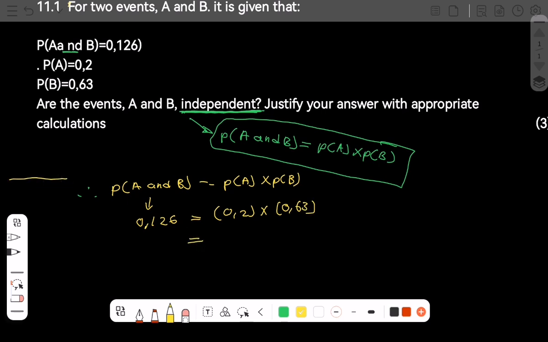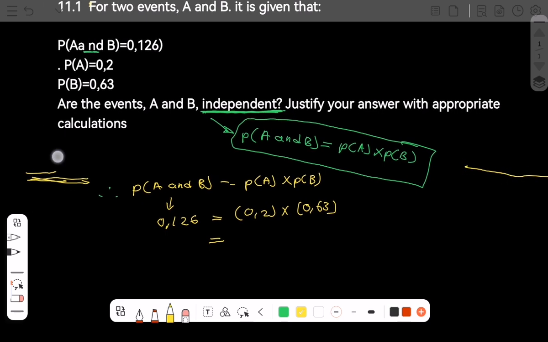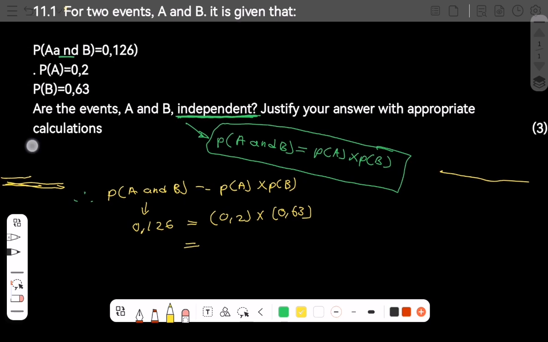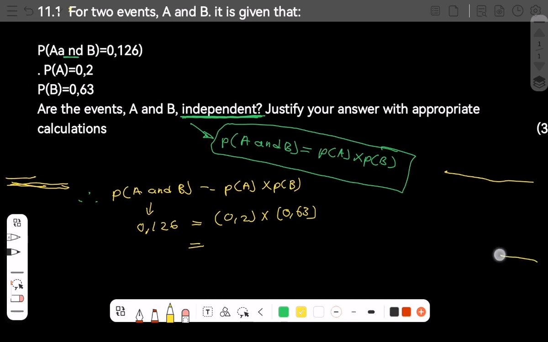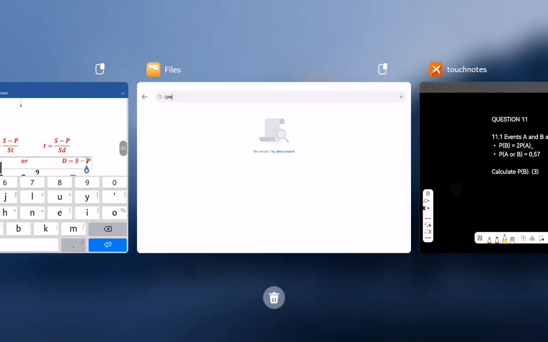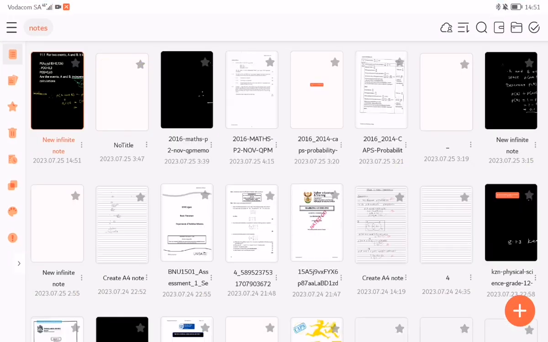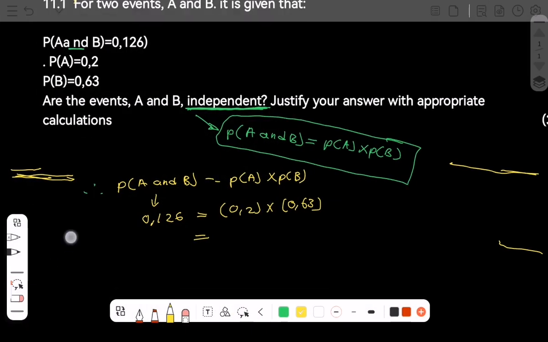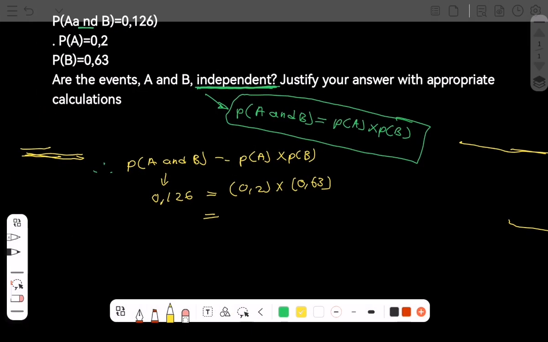Let me search for my calculator. Where is my calculator now? Sorry for that. I can't find my calculator.